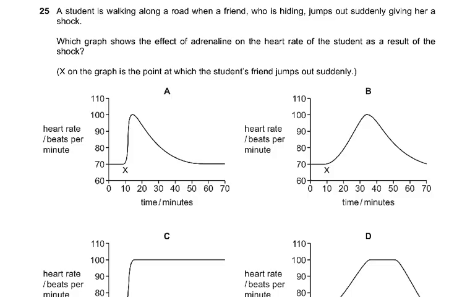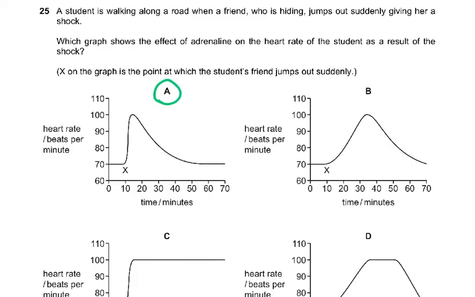Question number 25. A student is walking along a road when a friend who's hiding jumps out suddenly, giving her a shock. Which graph shows the effect of adrenaline on the heart rate of the student as a result of the shock? X on the graph is the point at which the student's friend jumps out suddenly. Now, how are you going to do this question? You see, the heart rate must come down very quickly. It's not going to come down after hours. So it goes up and then it comes down. So it's not going to take that long a time. So the answer is A.